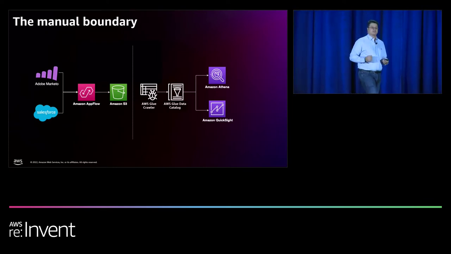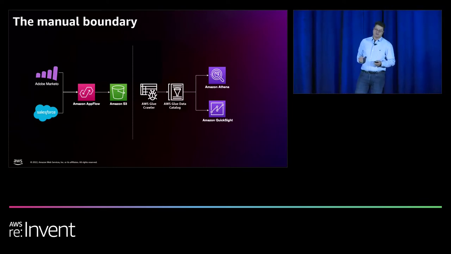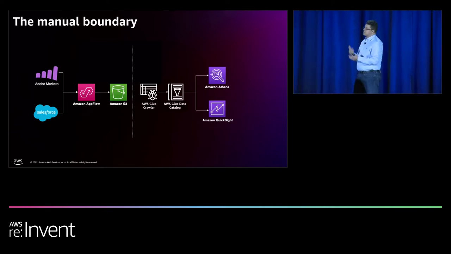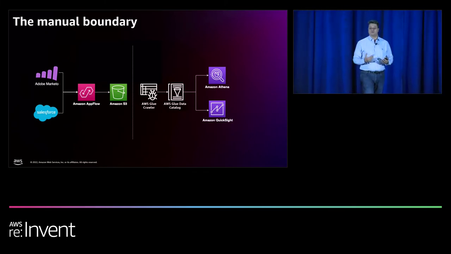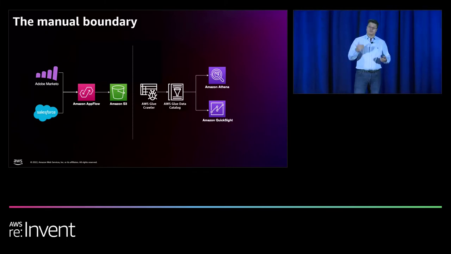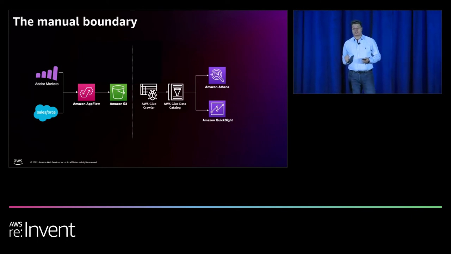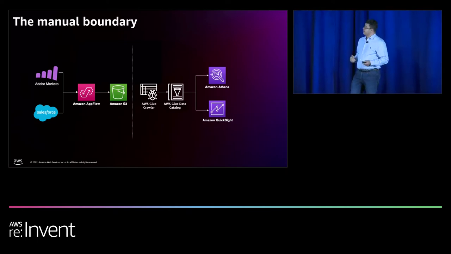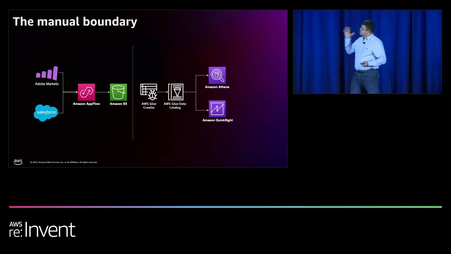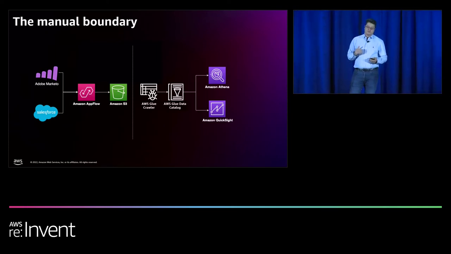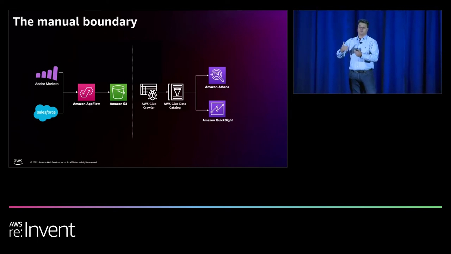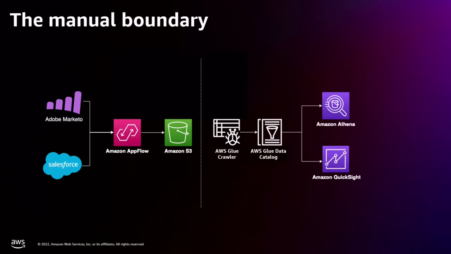And one of those use cases is using our analytics portfolio and AWS Glue crawlers and Glue data catalogs, which essentially catalogs your data and allows you to query your data with standard SQL language with services such as Amazon Athena, or providing dashboards and BI with services such as Amazon QuickSight. But what we found is that there is an almost invisible manual boundary where customers who bring data in with AppFlow have to do all the things in order to kickstart the downstream processing, if you like.